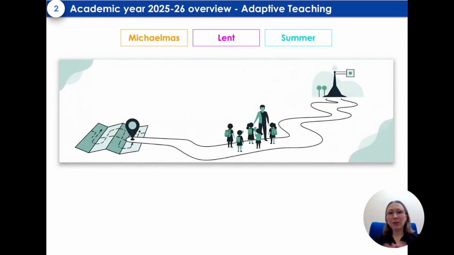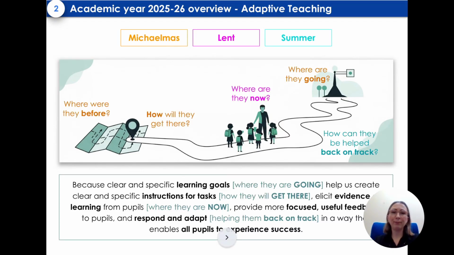So at Clifton, this is what we've been working on this academic year. So it's spanning all 3 terms. We're trying to build up effective adaptive teaching at the college. So we start in our first term, which we call Michaelmas, and then moving on to Lent and summer. And this little visual here shows a learning journey, some pupils on a learning journey. On the left, we've got the route, and on the right, we've got the goal, the end point of the journey.